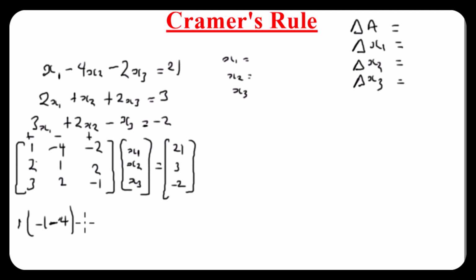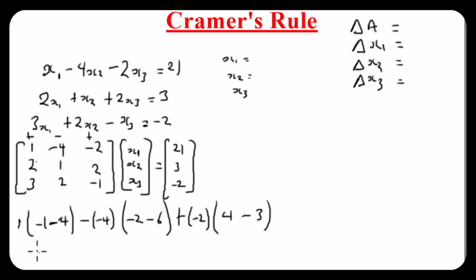Then moving on to the next one, I have negative 4. Okay, so open my big bracket also. Then what do I have? Okay, after striking this and striking this, 2 times negative 1, so that's negative 2. Okay, 3 times 2, that's 6, so negative 2, negative 6. Okay, so I think this is okay. Then lastly, plus negative 2, open our big bracket again. Then strike this, so 2 times 2, that's 4. 3 times 1, that's 3.